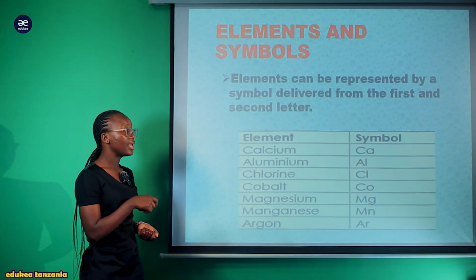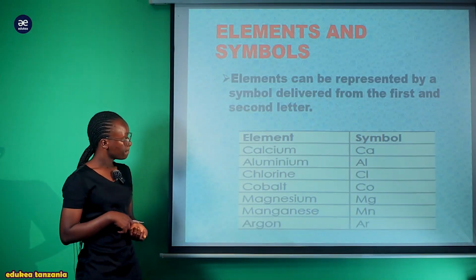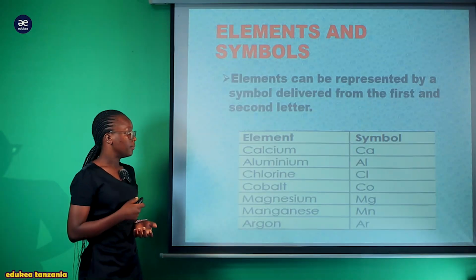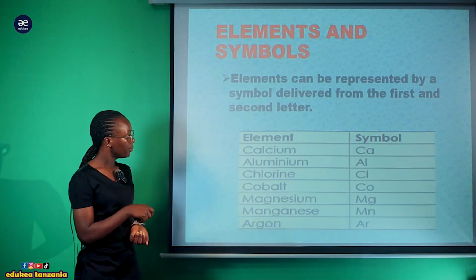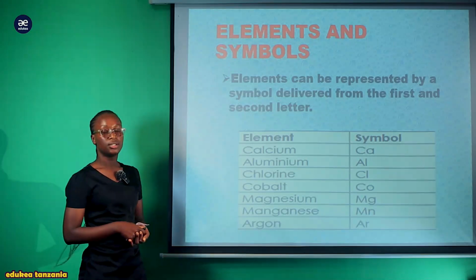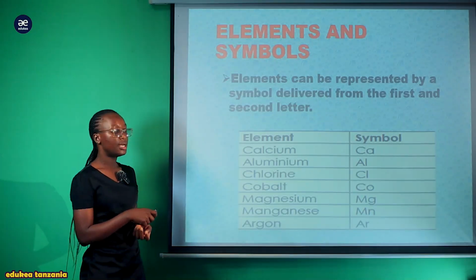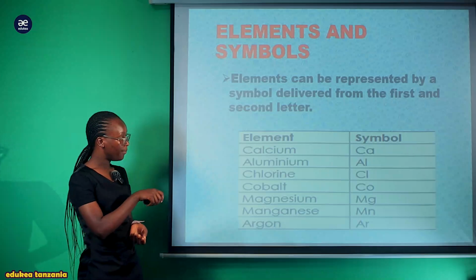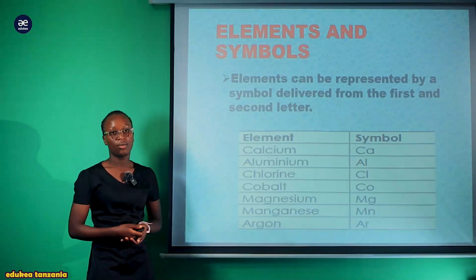Another is aluminium. Aluminium, as you can see here, there is A, L. So first and the second letter are considered. The same applies to other elements. Kwamba amechukua criteria hiyo, kigezo hicho ku consider the first and the second letters.